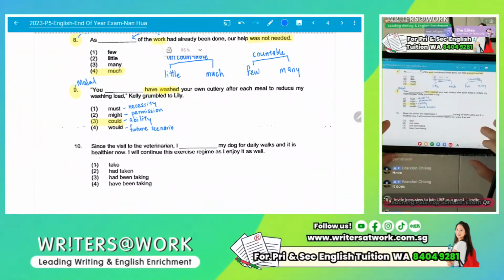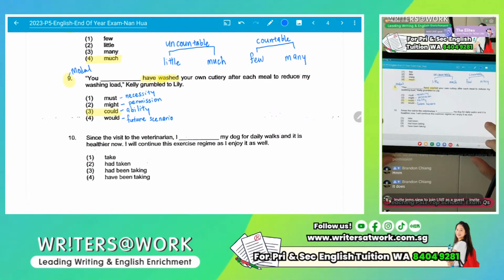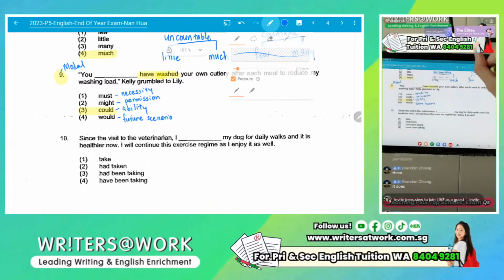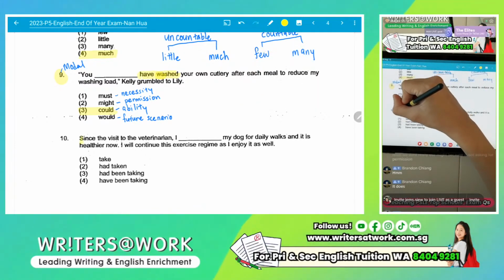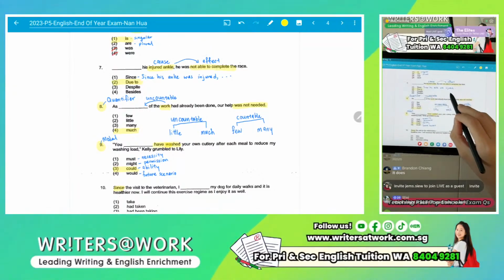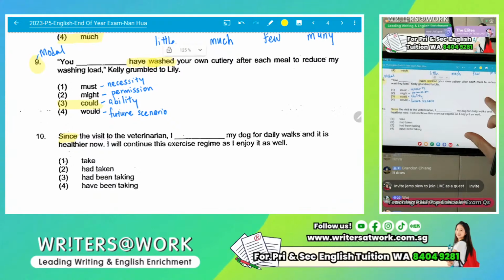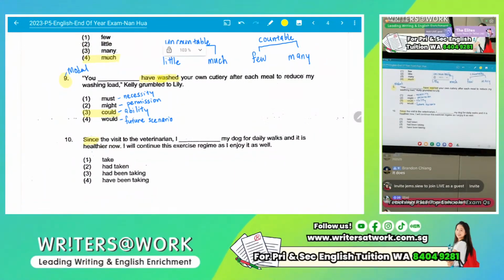Finally, question 10. Okay, look out, Isha. If Isha, you're still in the comments over here, question 10 says, we see this is where we use since at the start of a sentence, right? Going back to question 7 just now. When do we use since at the start of a sentence? It is when it's in the passive voice. Okay, since the visit to the veterinarian, I blank my dog for daily walks, and it is healthier now. I will continue this exercise regime if I enjoy it well.